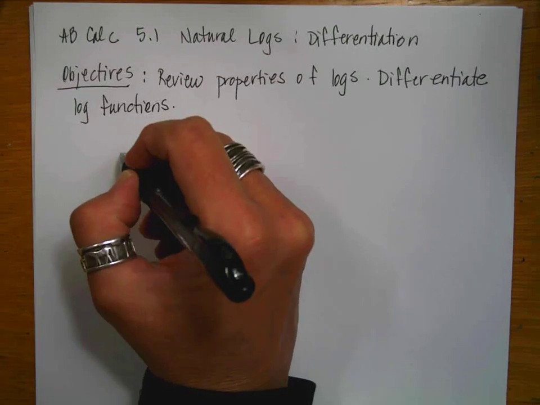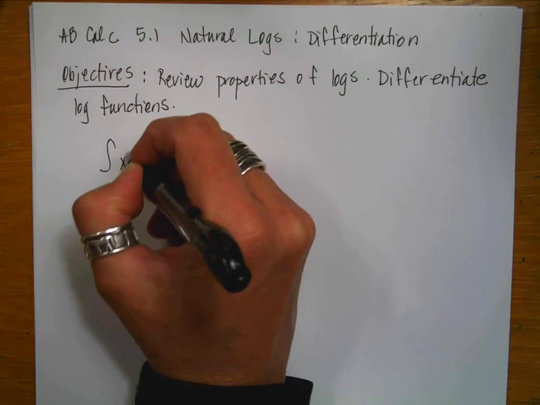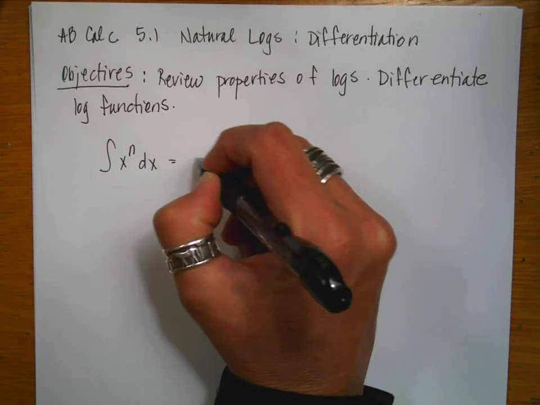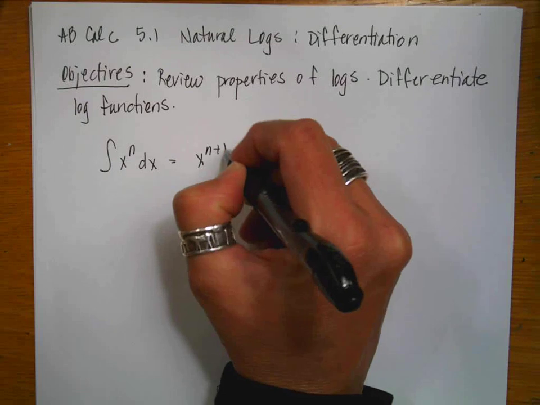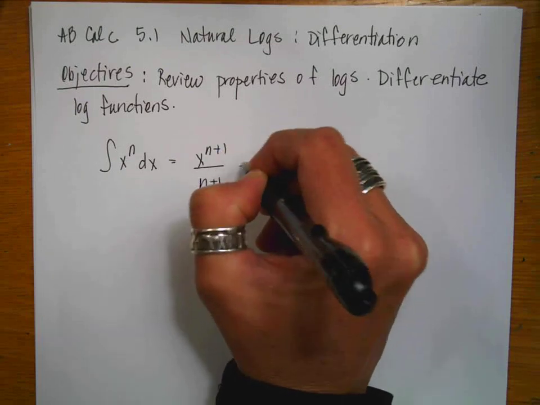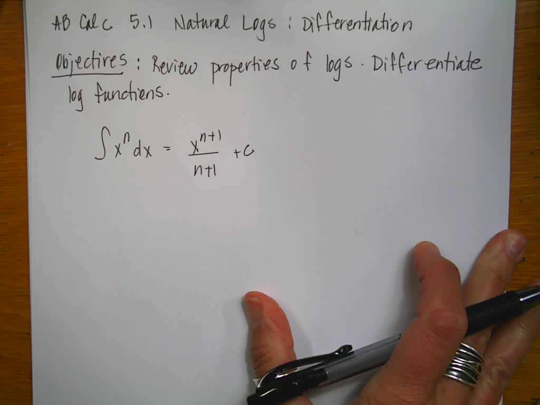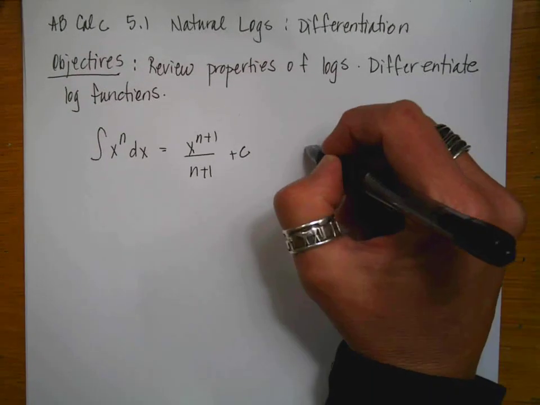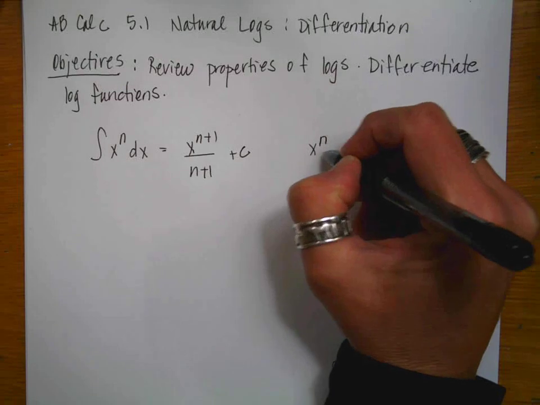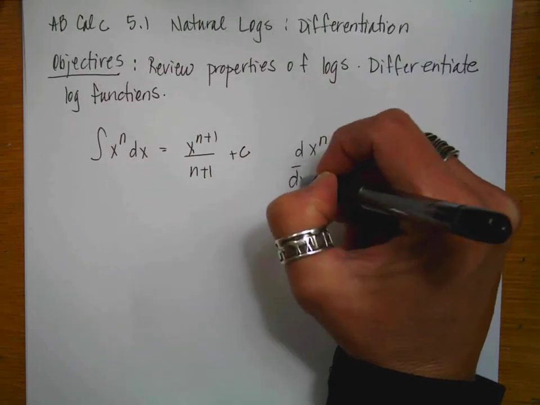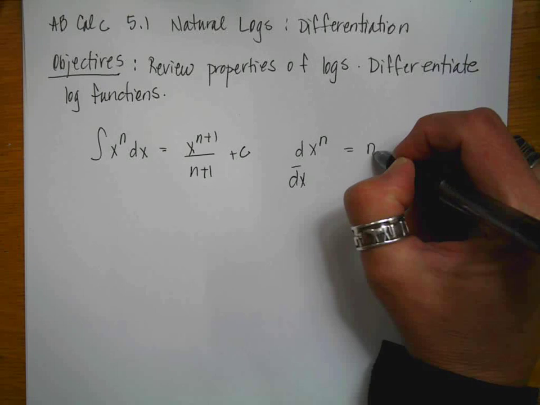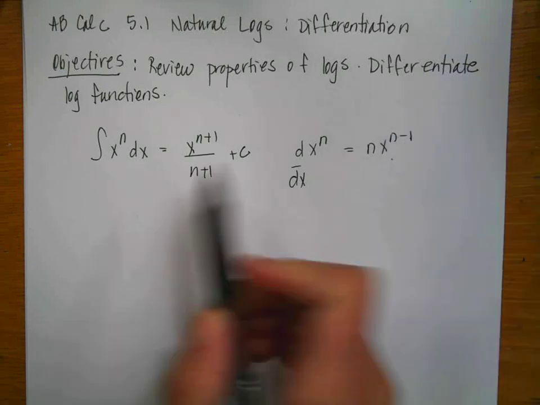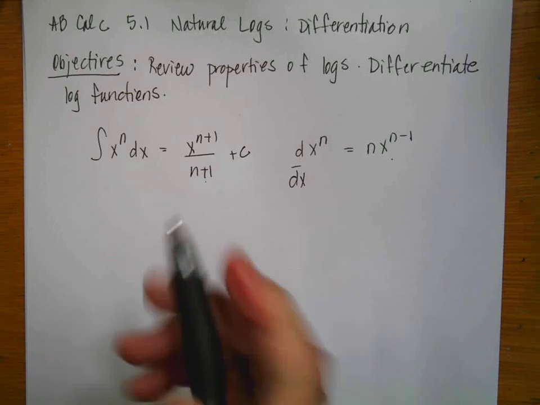So if I have the integral of x to the n dx, remember, this is x to the n plus 1 over n plus 1 plus c. So remember that integrals go up, and if I have x to the n and I want to take the derivative, then it's going to be n times x to the n minus 1. So derivatives go down in power, integrals go up in power.